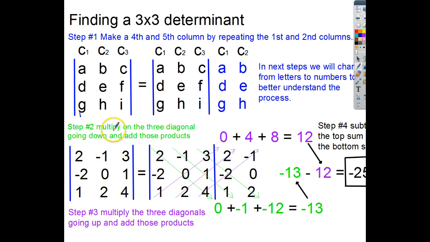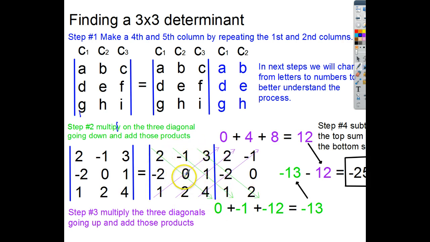So step 2 is to multiply. Multiply on the diagonal, on the 3 diagonals going down, and add those products. Okay, so as you arrange these 5 columns, you'll notice that the first diagonal that has 3 in it is this one right here. Now this is a diagonal, but it has only 2 numbers in it. Consider this a diagonal, but it really isn't. So we take the 3 diagonals that have 3 numbers in them and we multiply them.